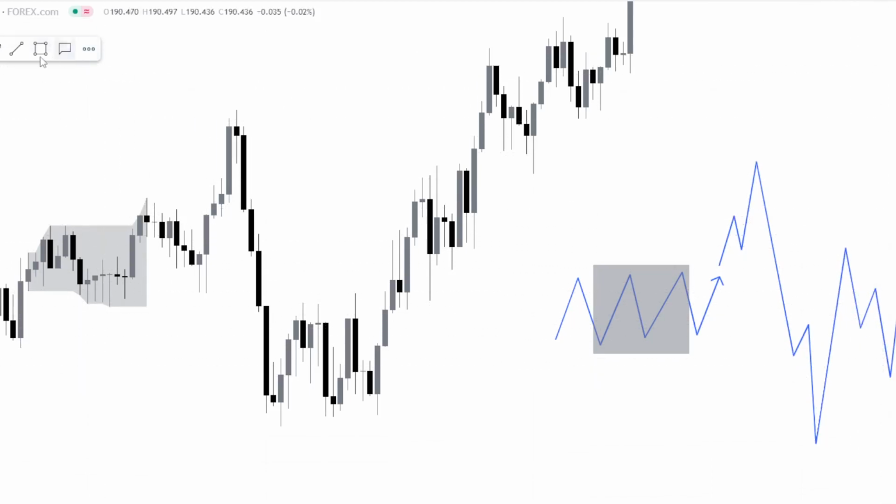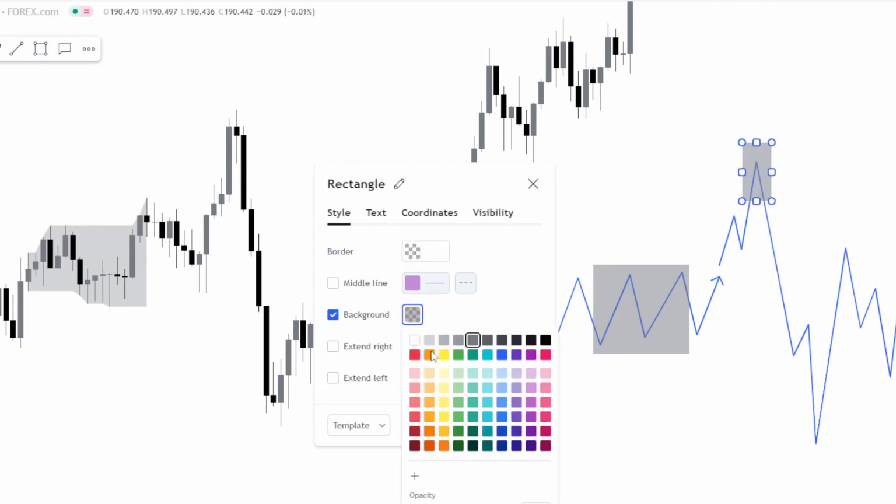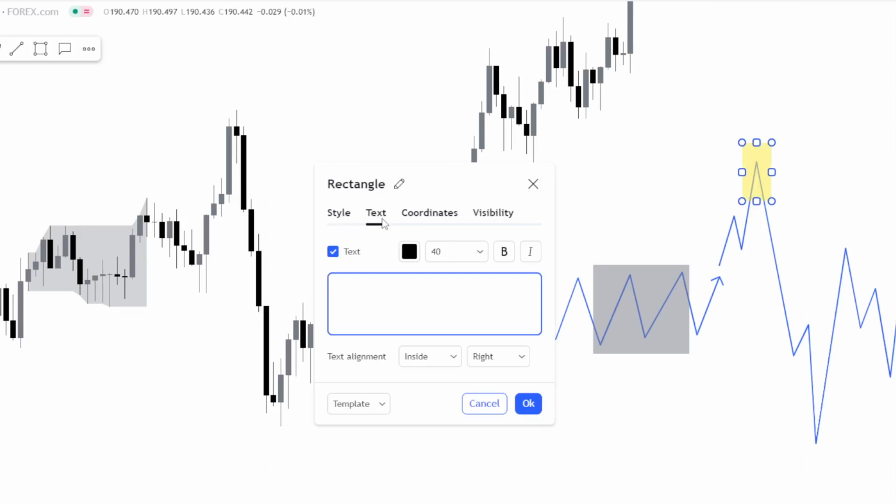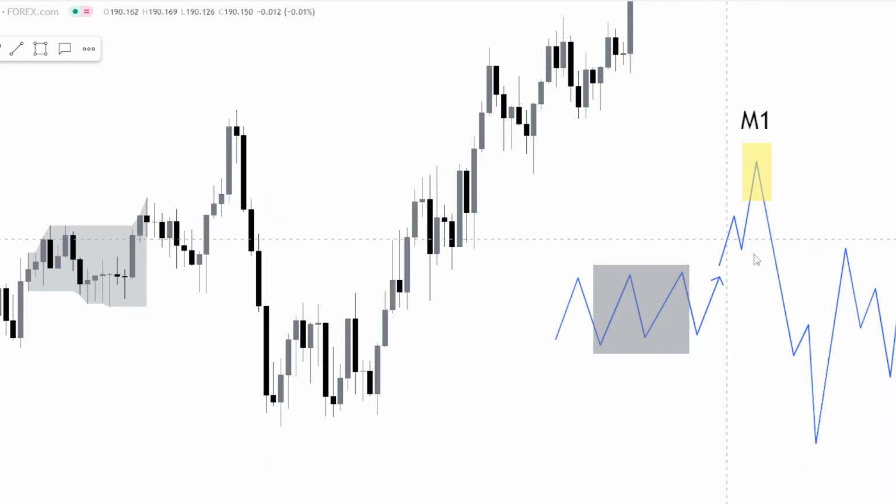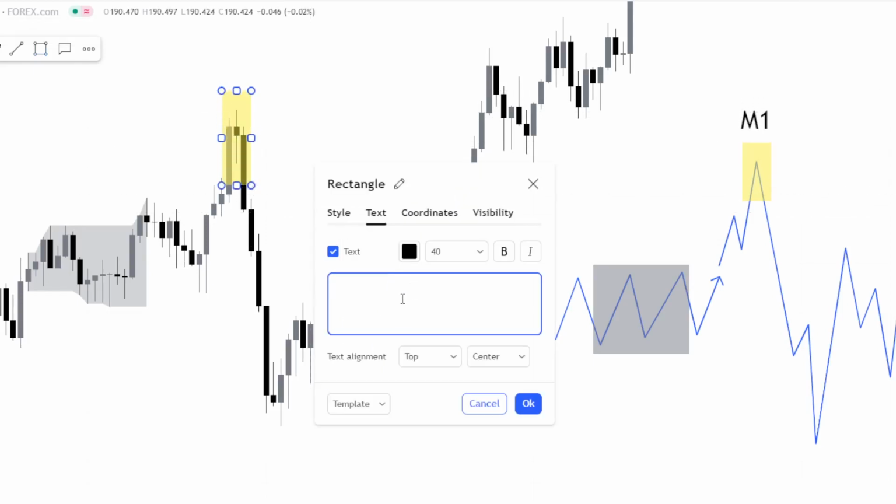And that's exactly what's happened. So we have our manipulation phase one over here in yellow. So this is manipulation phase one, or I'll just call it M1 for short, right? M1. This is one of our unique entry models at Liquid FX, right? So this is manipulation phase one or simply M1. And this represents this price action over here. So this is our M1.